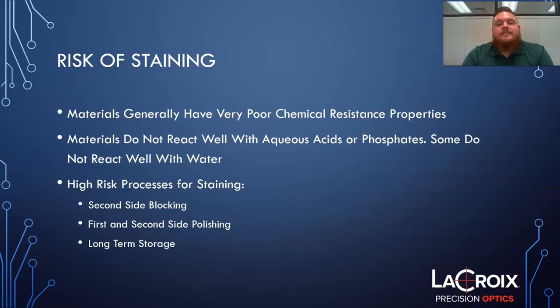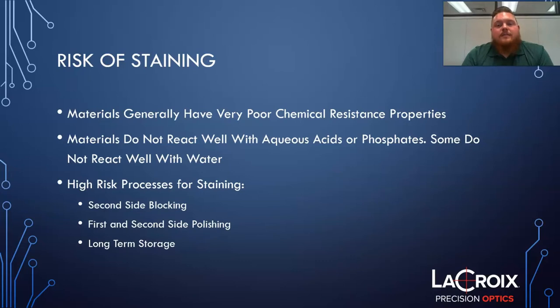The high-risk processes for staining are mainly second side blocking, because as we said, a polished surface of the part will be in contact with a blocking pitch at an elevated temperature, along with moisture in the environment, which can potentially cause stain. And then in first and second side polishing, many of these materials do not react well with the actual polishing compounds themselves.